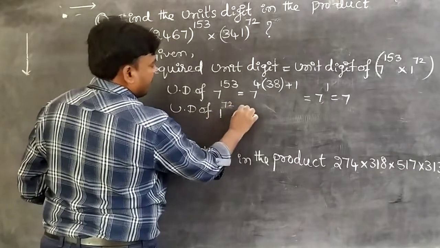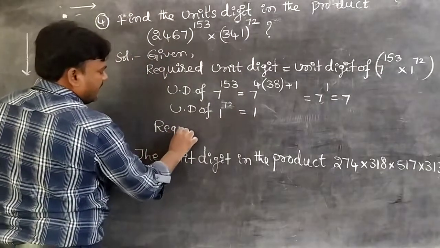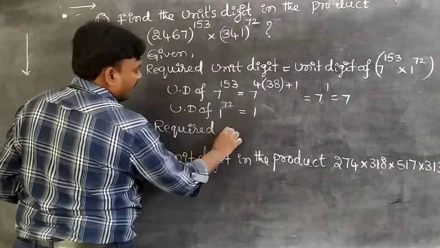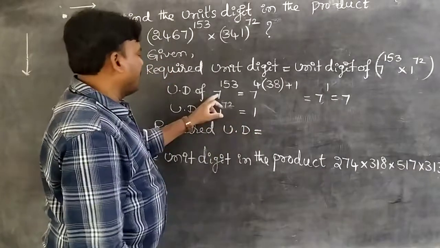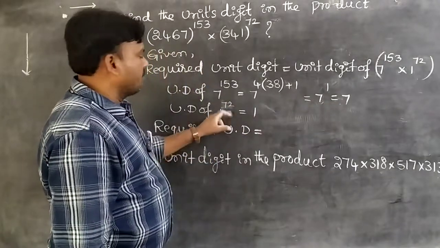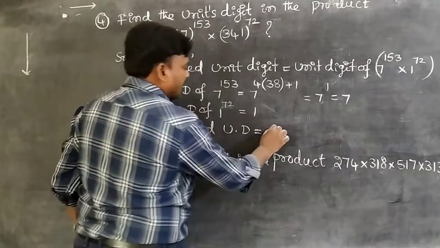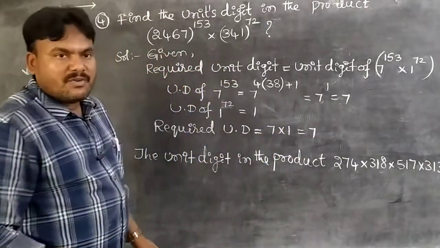1 power 72 is nothing but 1. Finally, the required unit digit: the unit digit of 7 power 153 is 7, and the unit digit of 1 power 72 is 1. So then 7 into 1 becomes 7. This is the way of approach, students.